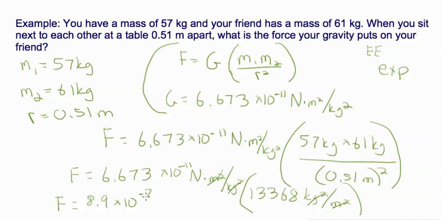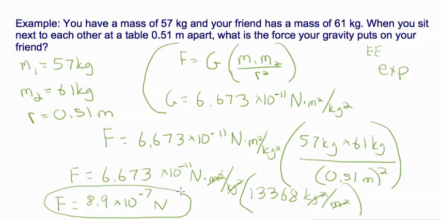Now to give you a perspective, 1 Newton is equal to the force it takes for you to take about an apple and lift it up 1 meter. So think about that force, and then think about how small this value is. This is why we cannot feel the force between everyday objects.